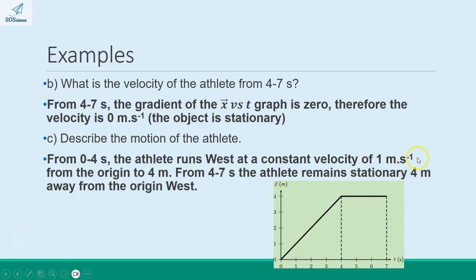So here we have the velocity, and here we have the displacement. Now this is a displacement time graph, but from the displacement time graph, we worked out the velocity. So we have both bits of information. From 4 to 7 seconds, the athlete remains stationary, or the athlete's not moving. And the athlete at that point is standing 4 meters away from the origin in the positive direction, which is to the west.